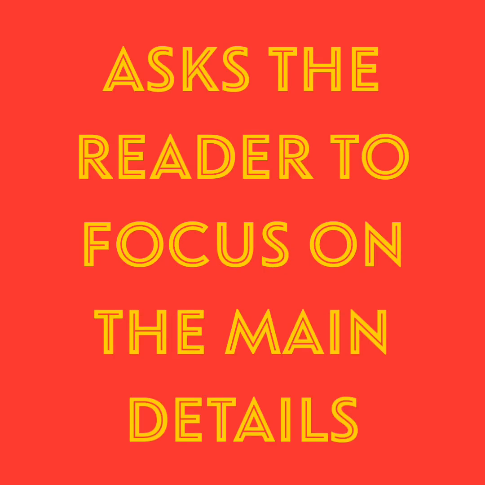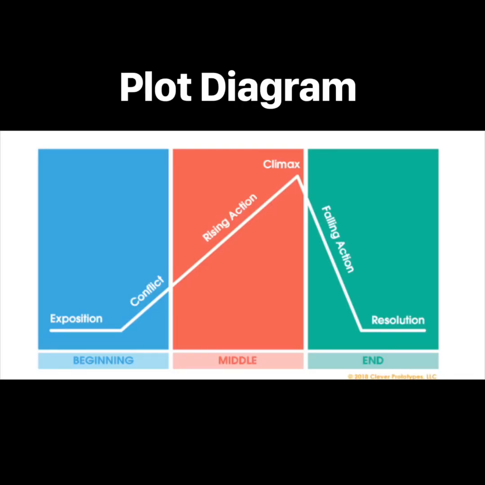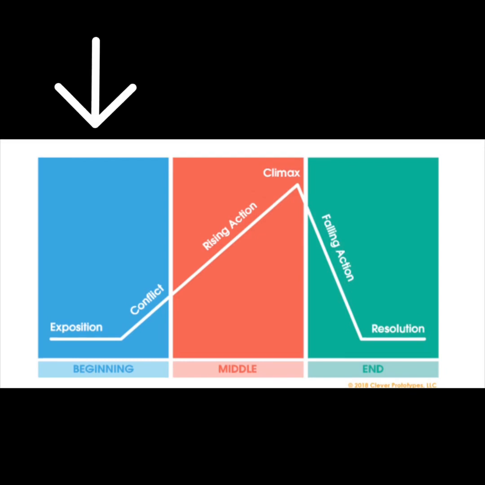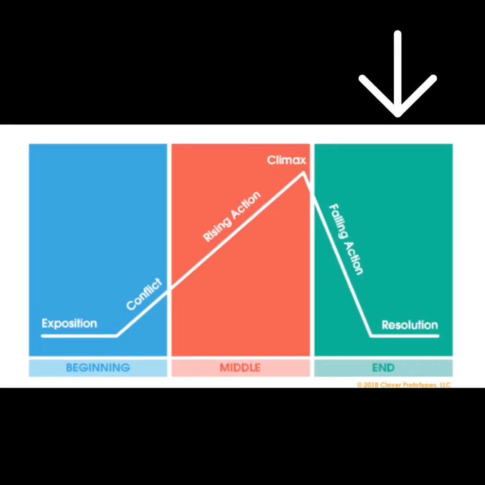So what is plot? Plot asks the reader to focus on the main details that make up the action in the story. A plot diagram is often referred to whenever readers are asked to focus in on those main details. When building your plot diagram, the exposition and the conflict are details that can be found in the beginning of the story. The rising action and climax are details that can be found in the middle of the story. The falling action and the resolution are details that can be found at the end of the story.